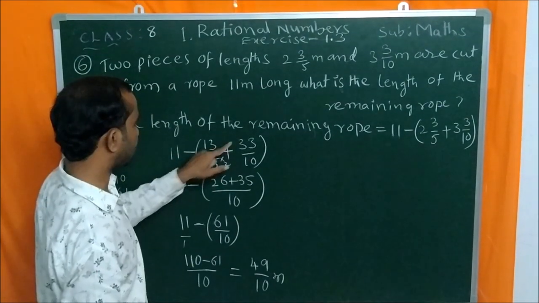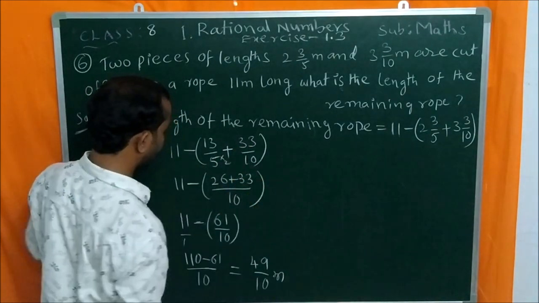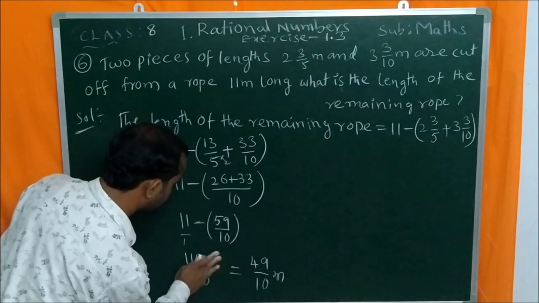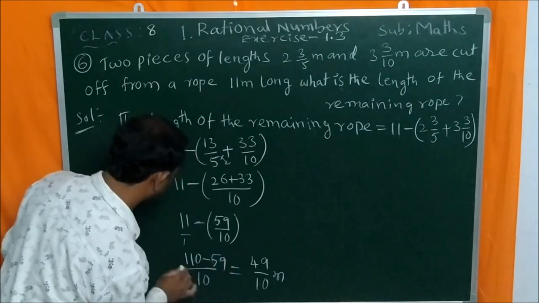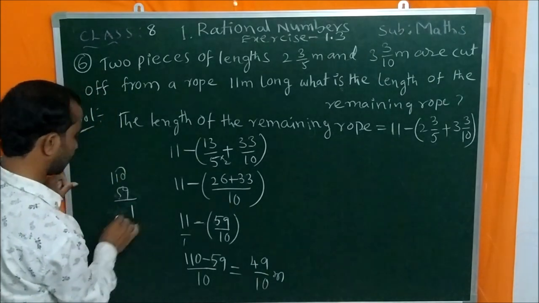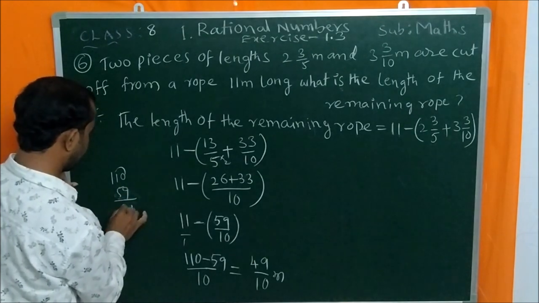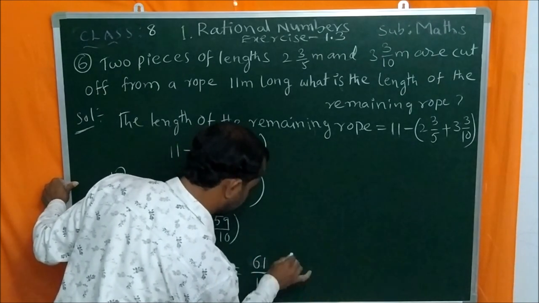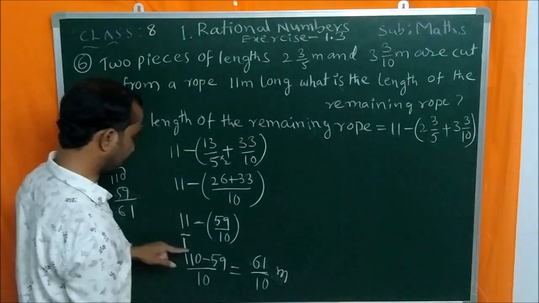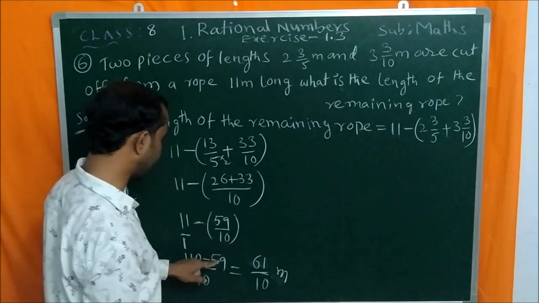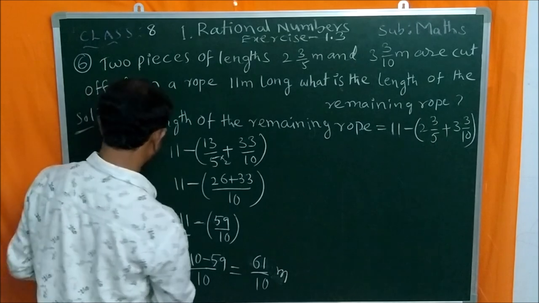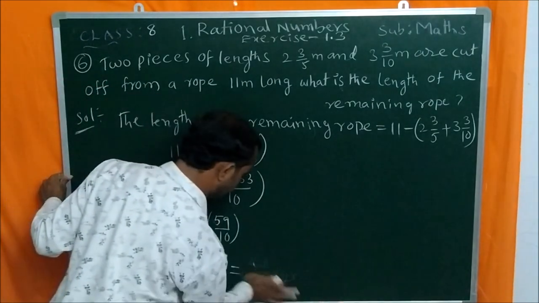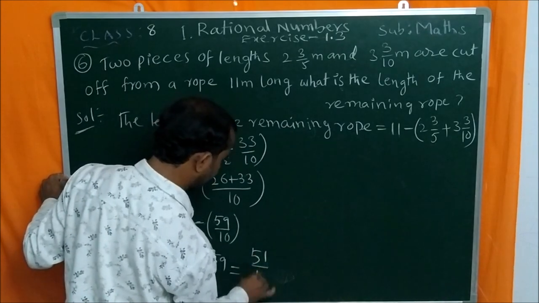Okay, so here 26 plus 33 is 59. So 110 minus 59 equals 51. So 51 by 10 meters. Here the LCM is 10, 10 into 11 is 110, minus 59: 10 minus 9 is 1, 10 minus 5 is 5. So the total remaining part is 51 by 10 meters.